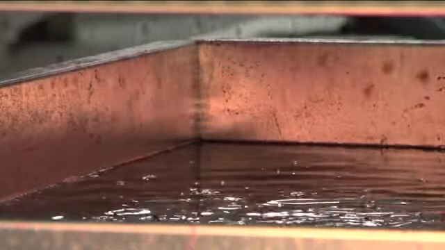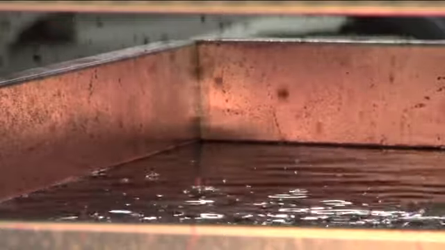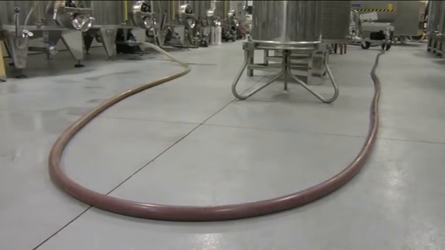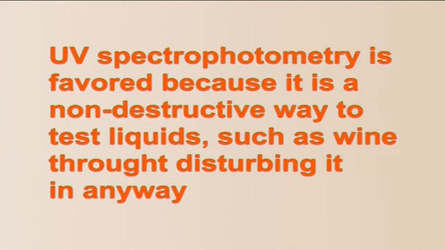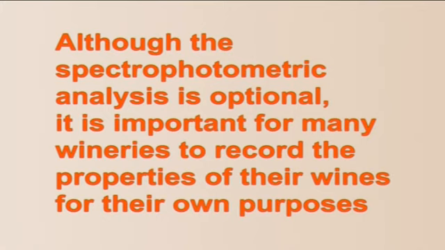A laboratory for analysis is a basic essential in most wineries today to allow wine to be tested and analyzed for taste and quality. Spectrophotometers can be used throughout the process to perform a more specific enzymatic analysis. UV spectrophotometry is favored because it is a non-destructive way to test liquids such as wine without disturbing it in any way. Although the spectrophotometric analysis is optional, it is important for many wineries to record the properties of their wines for their own purposes.